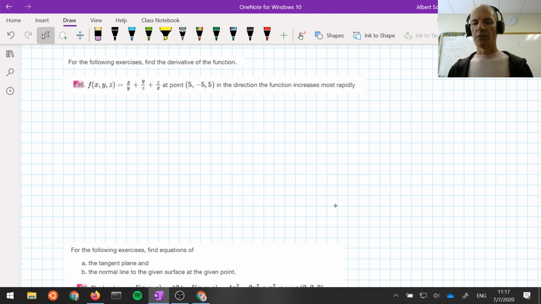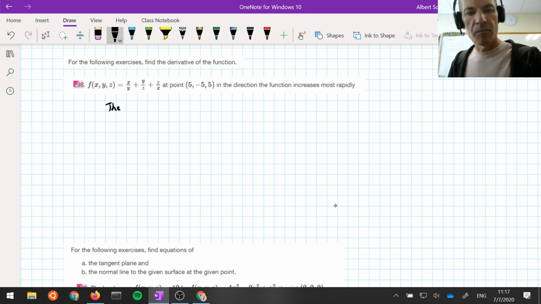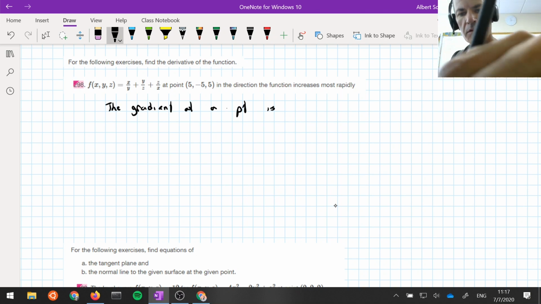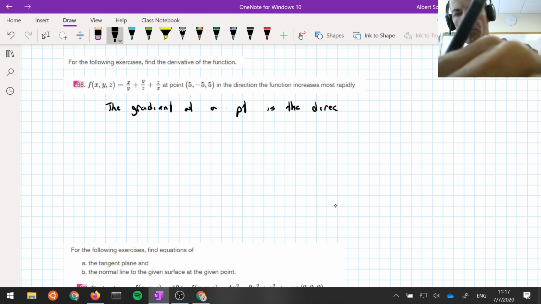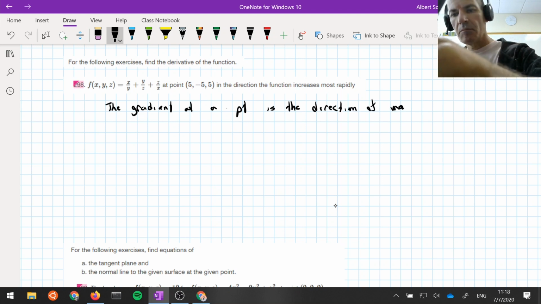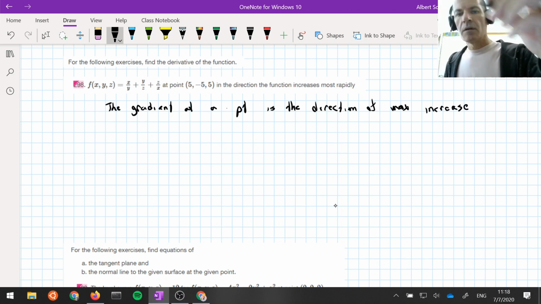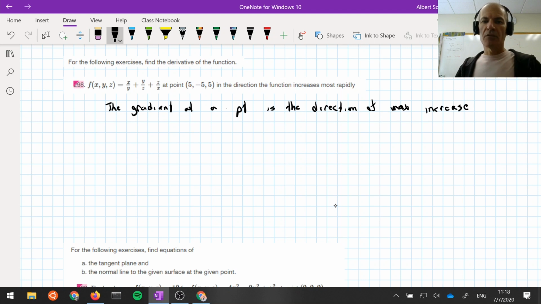Okay, in problem 298, we're given another function of 3 variables and a point, and we want to find the direction at this point in which the function increases most rapidly. And this leverages the fact that the gradient at a point is the direction of maximum increase. So to answer this question really means just taking the gradient and computing its magnitude. All right, so we compute the gradient.